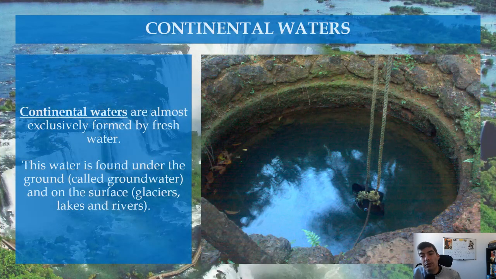Let's talk now about continental waters, the waters that we can find inland. Continental waters are almost exclusively formed by fresh water. And this water we can find under the ground, and this is called subterranean water or groundwater, and also on the surface in the form of glaciers, lakes, and rivers. This is a well that is showing us part of this groundwater.